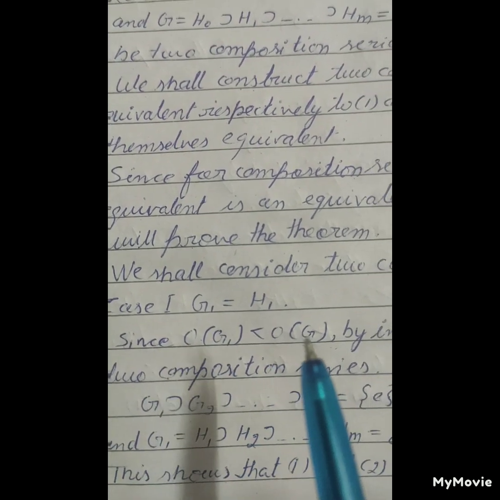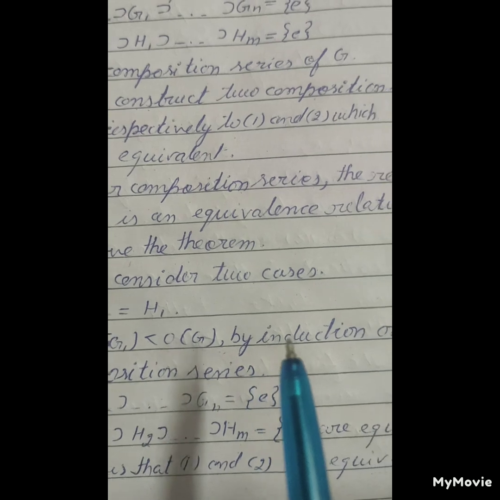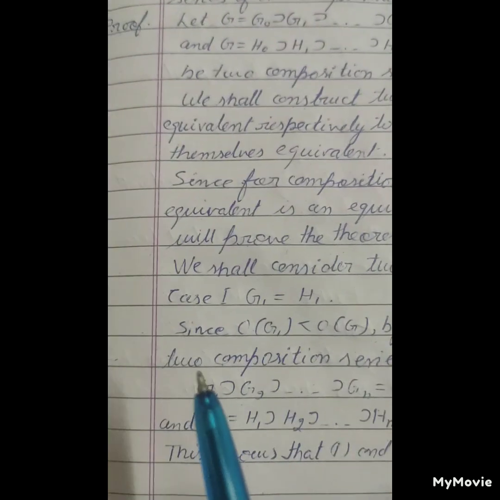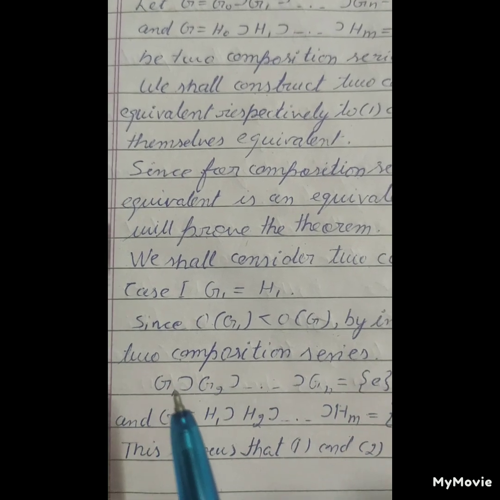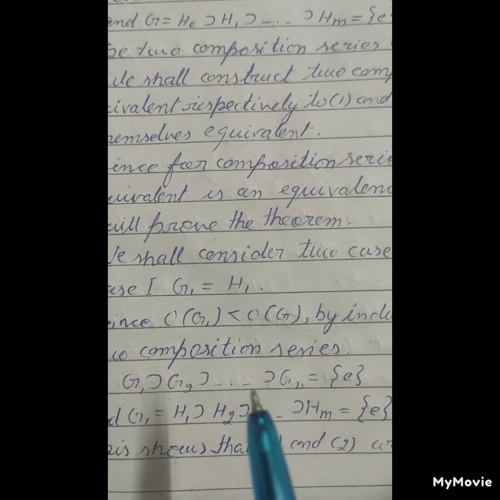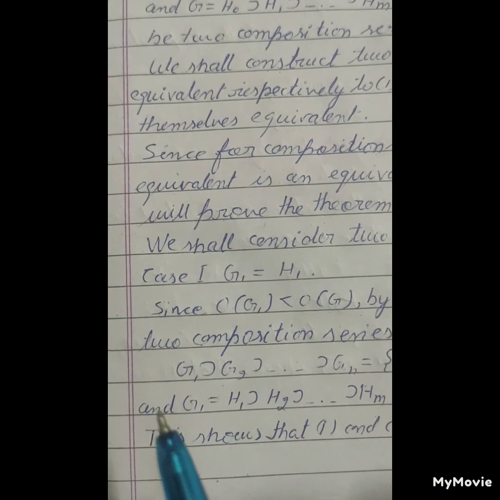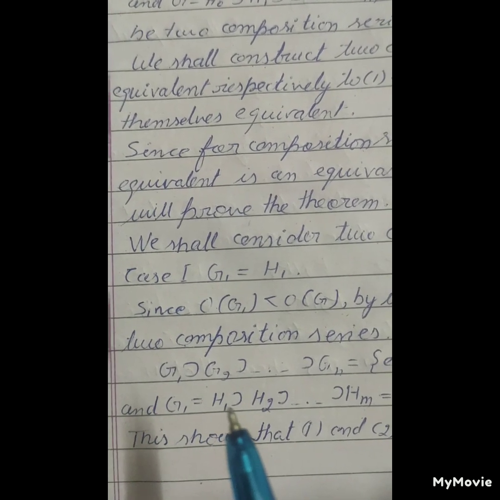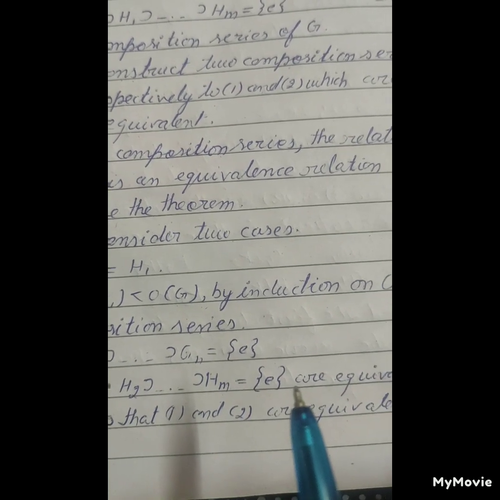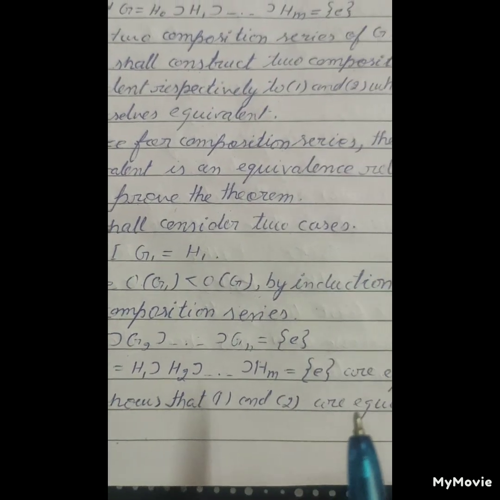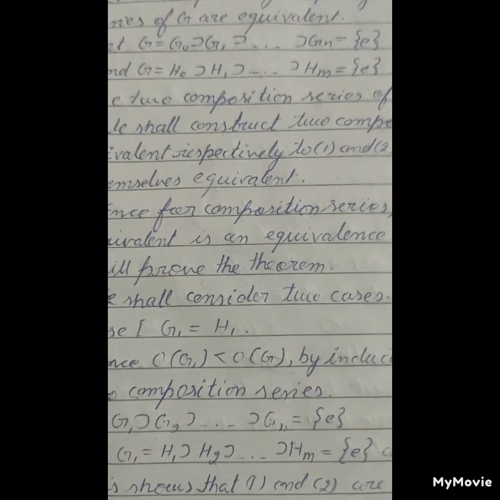Since the order of G1 is less than the order of G, by induction on the order of G, the two composition series G1 ⊃ G2 ⊃ ... ⊃ Gn = {E}, and G1 = H1 ⊃ H2 ⊃ ... ⊃ Hm = {E} are equivalent. This shows that 1 and 2 are equivalent.